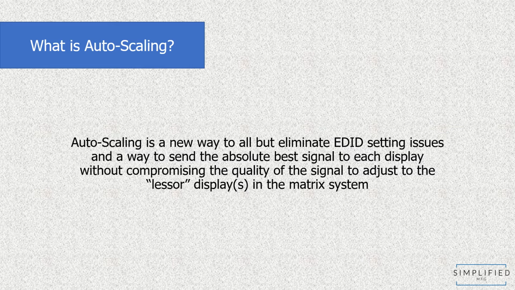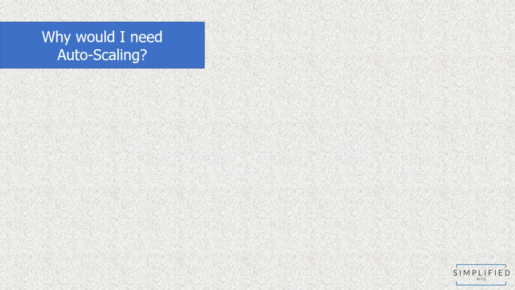In many cases, matrices will dumb down to the lowest possible denominator of the lesser displays. In other words, if you have a non-HDR display in the system, it'll go to non-HDR. If you have a 1080p display in the system, it'll go to 1080p. Auto scaling is a way to prevent this from happening.